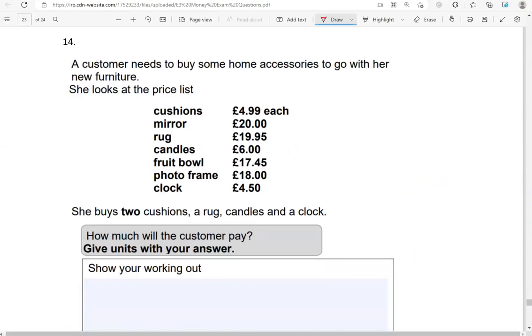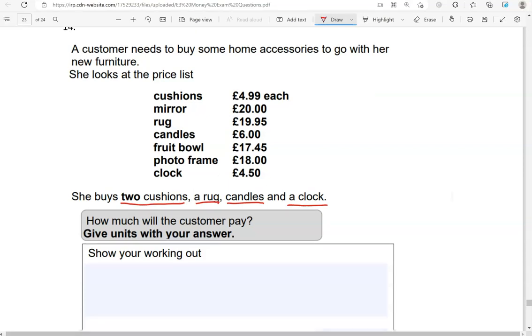A customer needs to buy some home accessories to go with her new furniture. She looks at the price list. Cushions, £4.99 each, mirror, £20, rug, £19.95, candles, £6, fruit bowl, £17.45, photo frame, £18, clock, £4.50. She buys two cushions, a rug, candles and a clock. How much will the customer pay? Give units with your answer.